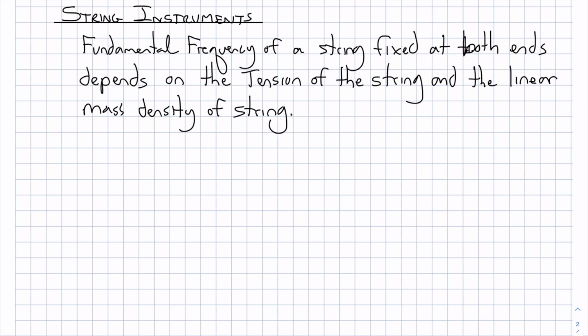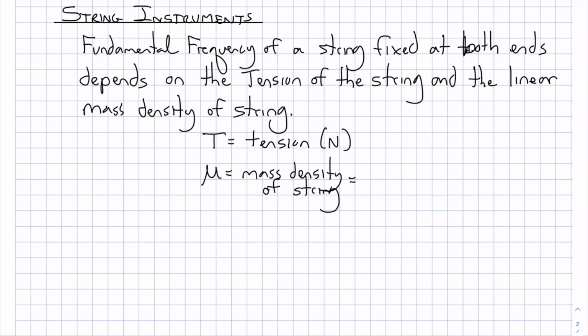And you'll also notice that some of the strings you use on guitar are of different thicknesses and different weights. That's what I mean by the fundamental frequency of a string instrument depending on the tension in the string, how much it's stretched, and the mass density of the string. So T is the tension of the string in newtons. Mu we're going to call the mass density, and it is basically mass over the total length of the string. And so the unit for that is kilograms per meter.